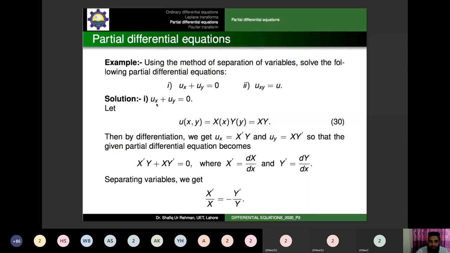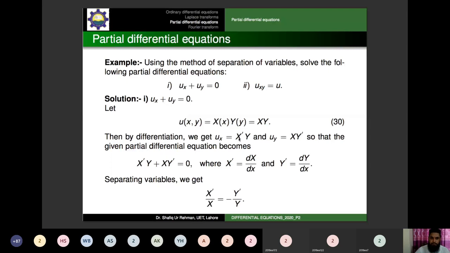So take its partial derivative with respect to x. Capital Y is purely a function of the variable y, whereas capital X is going to be a function of the variable x. So if you differentiate partially with respect to x, it's going to be X prime. We hold capital Y fixed because it is a function of the variable y. And once we differentiate partially with respect to y, capital X is held fixed because it is a function of the variable x, and the derivative of capital Y with respect to y is going to be Y prime. So this is how we have u_x and u_y from equation number 30.